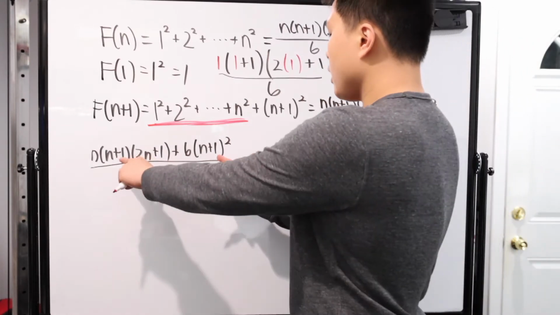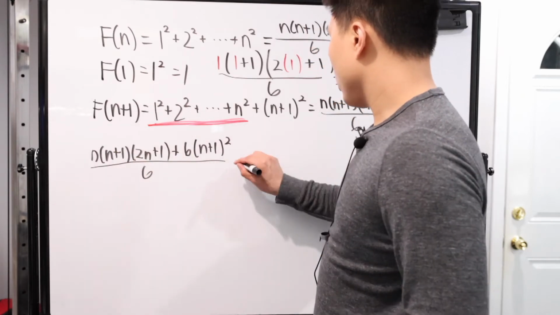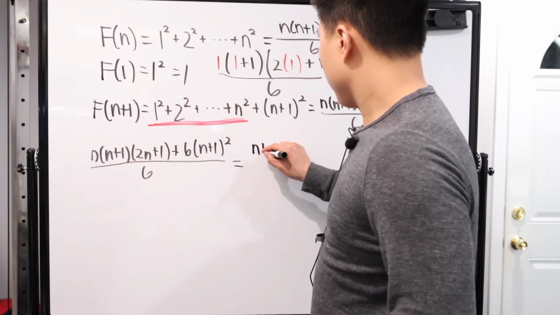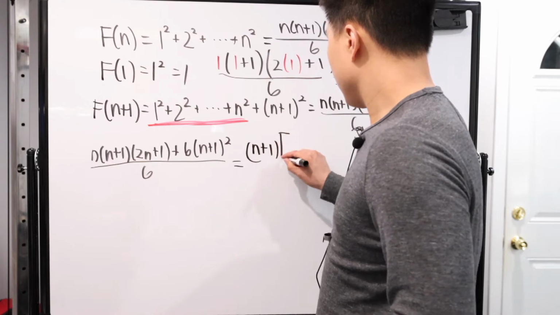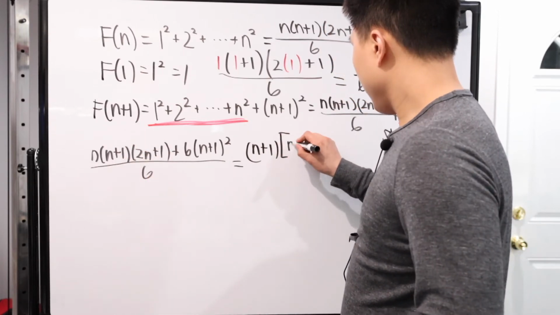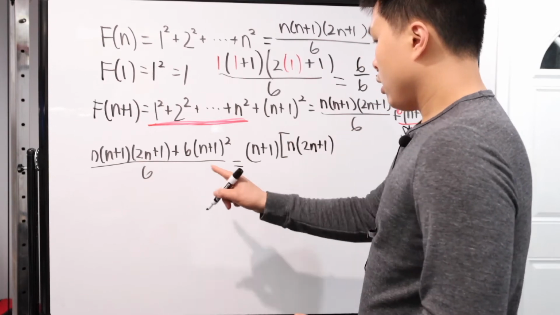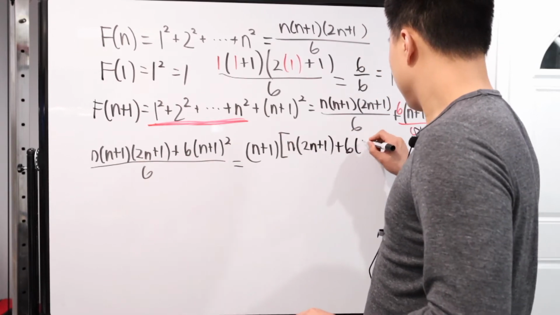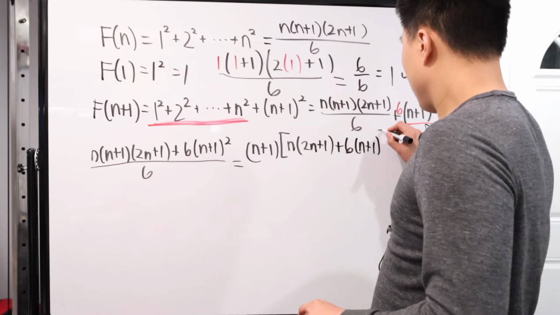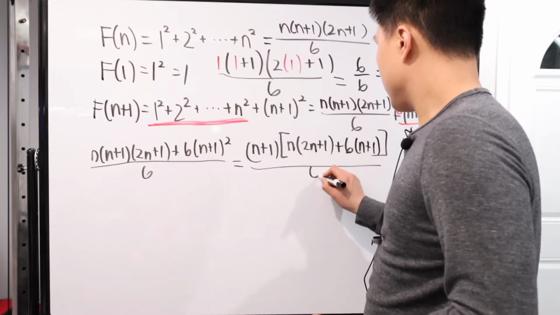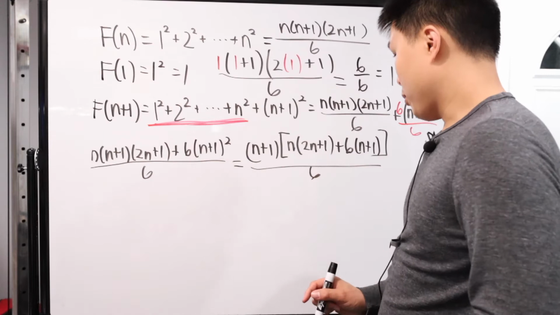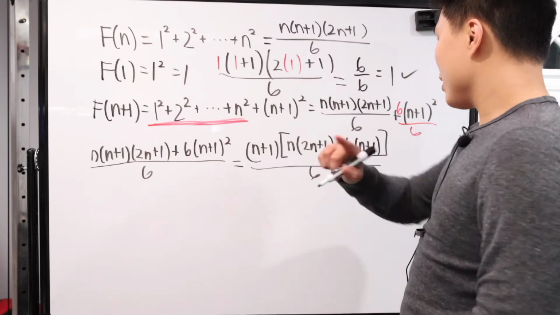All right, well, these have n plus 1, so we're going to factor out n plus 1. That's just going to give us n plus 1 times whatever's left over. We have n times 2n plus 1 plus 6 times n plus 1, all over 6. Okay, please check my math. All right, cool. So what do we have next?